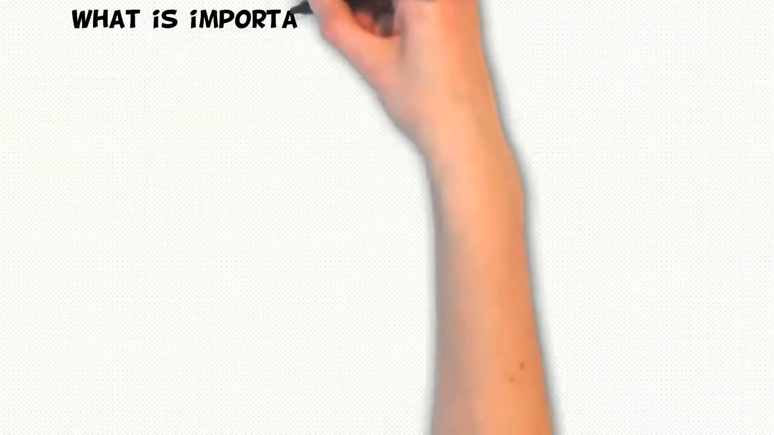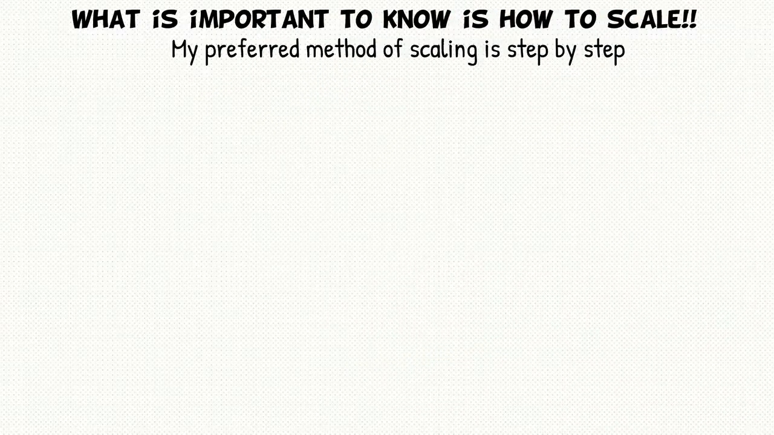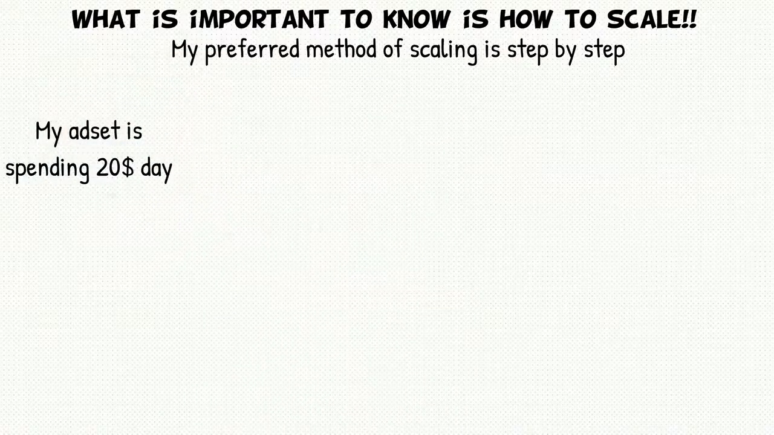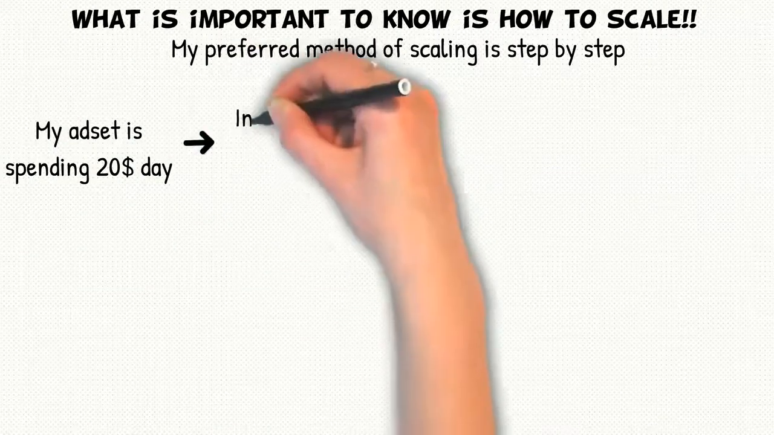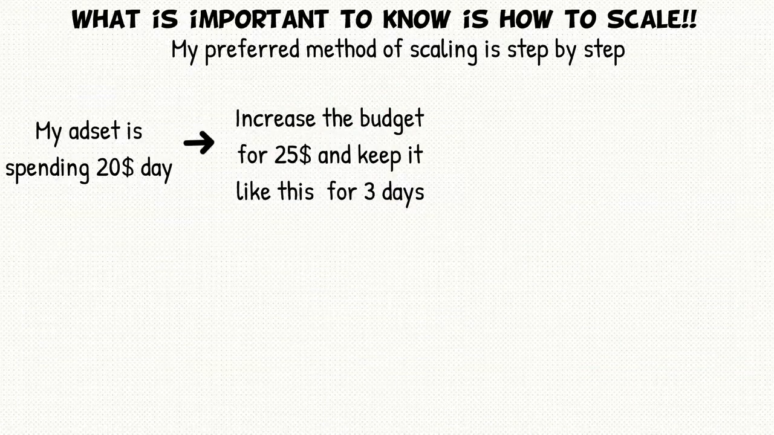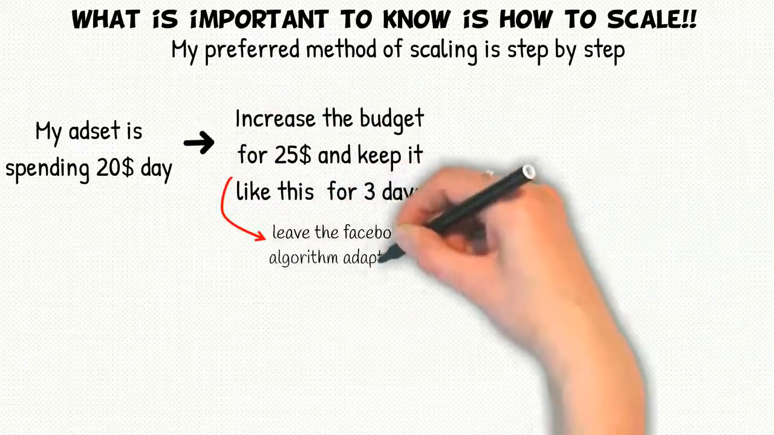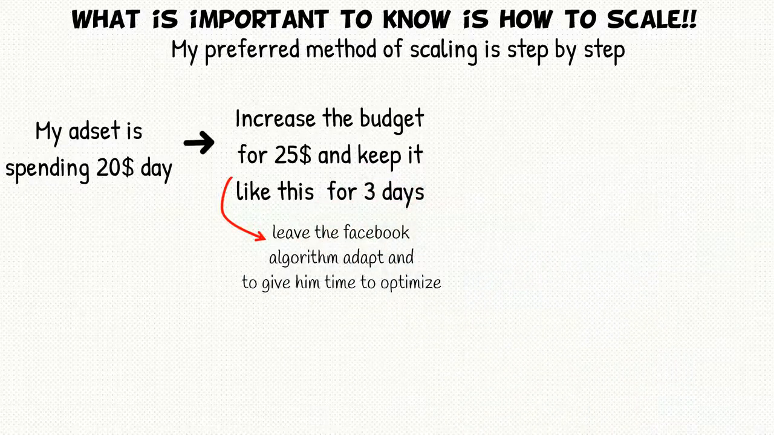What's important to know is how to scale. Well, my preferred method of scaling is step by step. What does that mean? Let's say my ad set is spending $20 per day. I would increase the budget to $25 and keep it like this for 3 days to let the Facebook algorithm adapt and give it time to optimize.